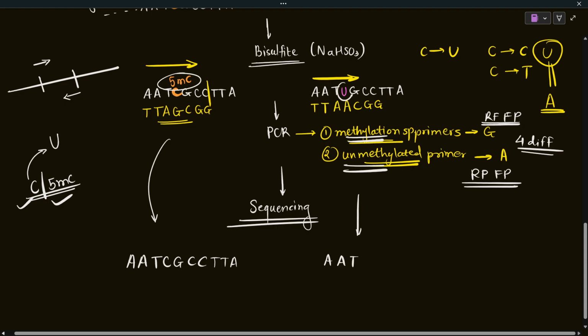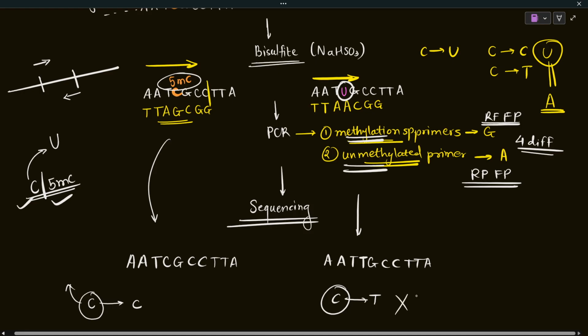Okay, and while this sequence will now be read as AAT, and the uracil in the normal sequencing methods is read as T, because this is DNA sequencing, right? This is not RNA sequencing. So in the DNA there is no uracil, so this will be read as T G C C T T A. Now you get two results from the sequencing. So you will know that whenever the cytosine is read as cytosine, this means that this cytosine was methylated. But when this cytosine is read as thymine, you will get to know that this cytosine was not methylated.